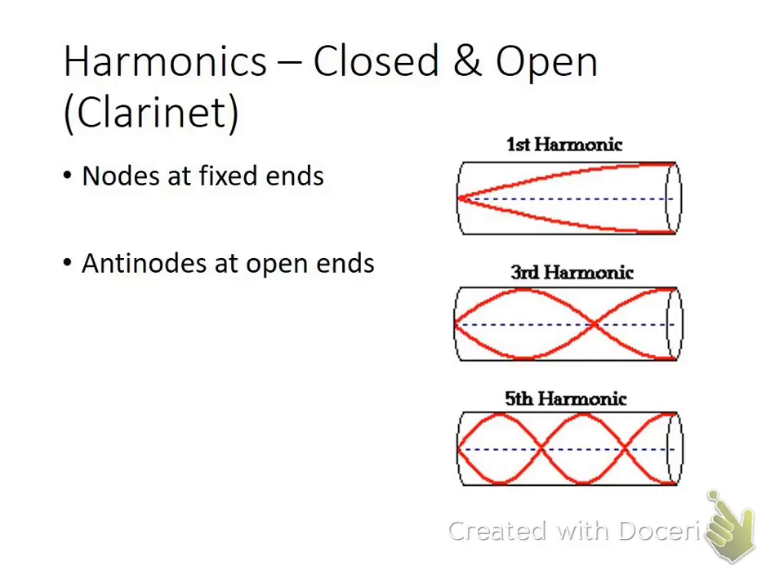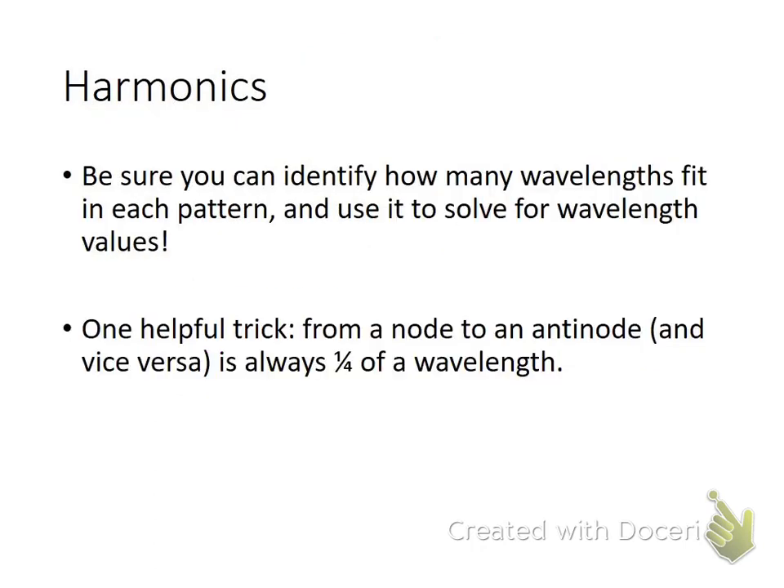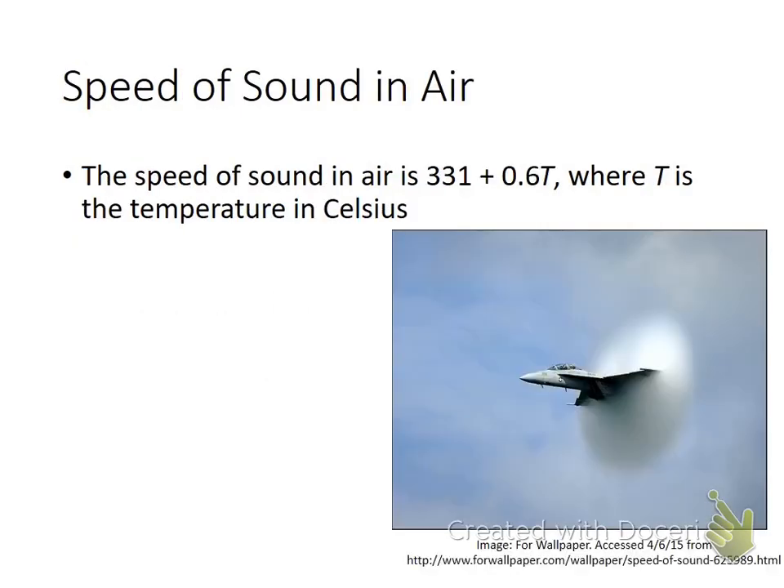And by the way, as you do this, you can label it two different ways: the length of the tube or string or whatever is vibrating, and the amount of a wavelength that fits inside of it. Then you can set those two equal to each other. One helpful trick: anytime you go from a node to an antinode or an antinode to a node, there's always 1/4 of a wavelength.